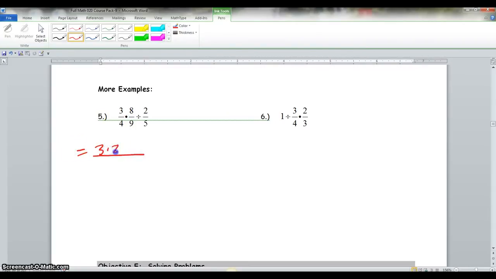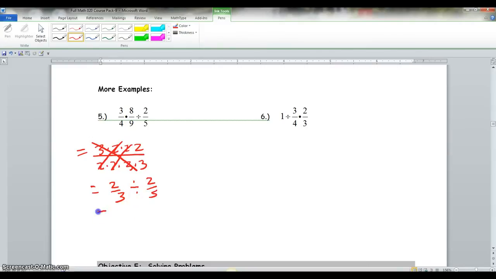This would be 3 times, and we have 3 2's for the 8. And 4 breaks down to 2 times 2, and 9 breaks down to 3 times 3. We have one set of 3's and 2 sets of 2's. So we would be left with 2/3. And then bring down our divided by 2/5.